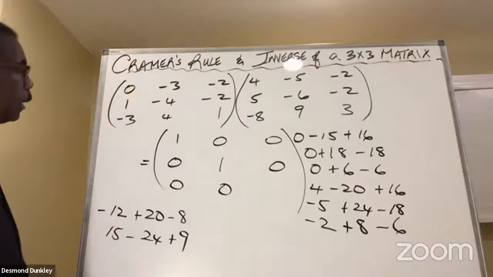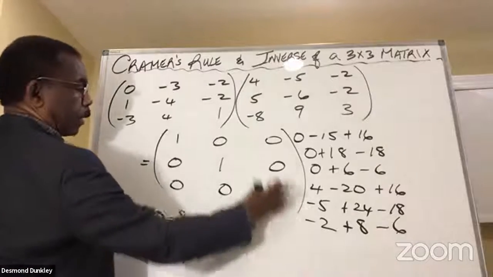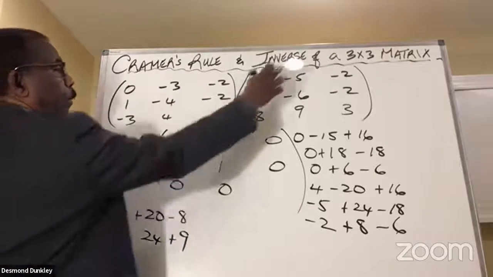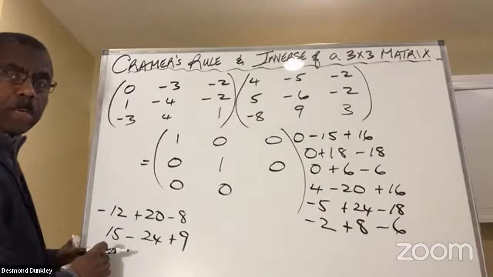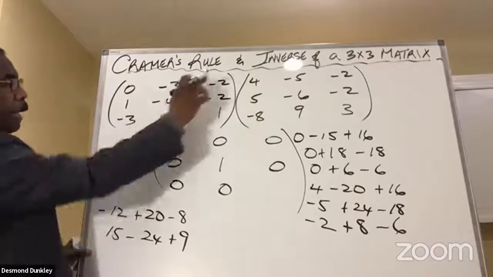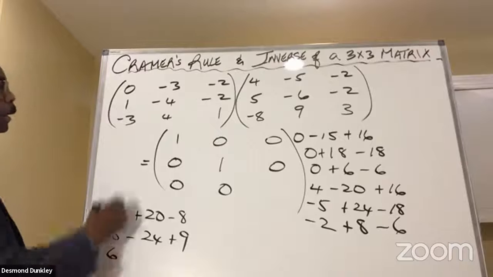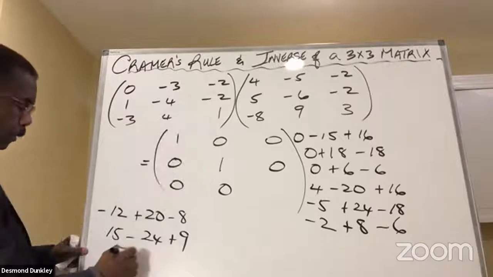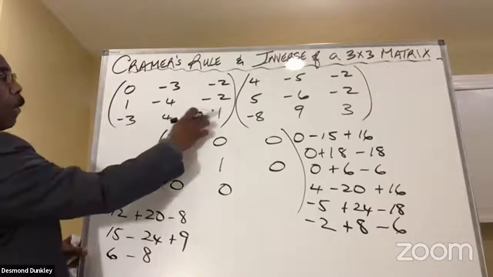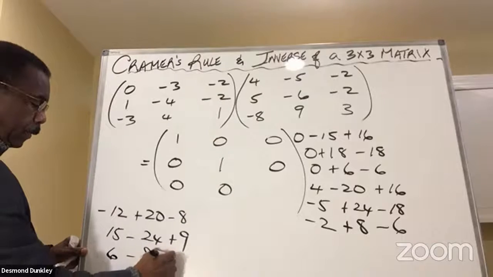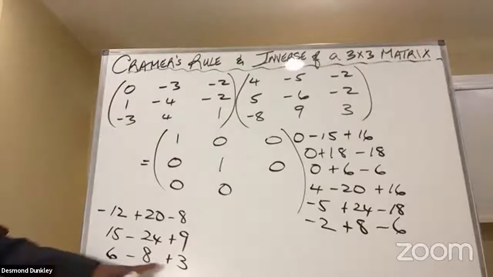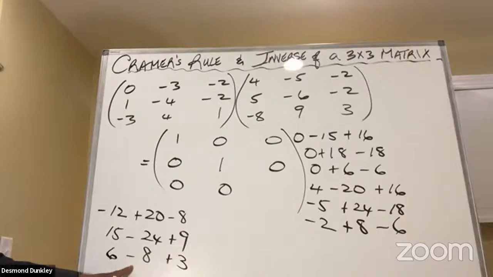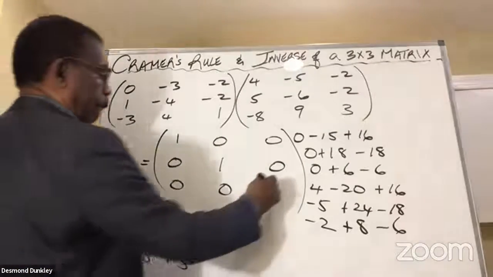1 to go. Third row, third column. So we go. -3 times -2 is 6. 4 times -2 is -8. 1 times 3 is 3. 6 plus 3 is 9. Take away 8 is 1.